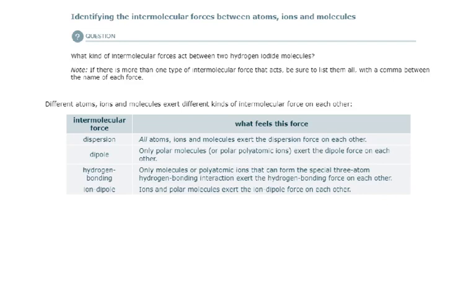In this particular example, they're asking us what kind of intermolecular forces act between two hydrogen iodide molecules. So if I'm going to draw their basic Lewis structures, it's just going to be this, and those are going to be my valence electrons there. All right, that's hydrogen iodide, that's its Lewis structure.